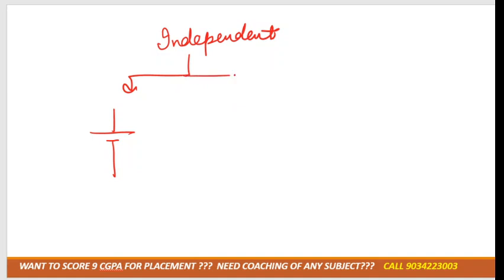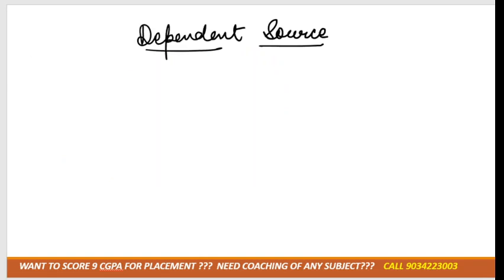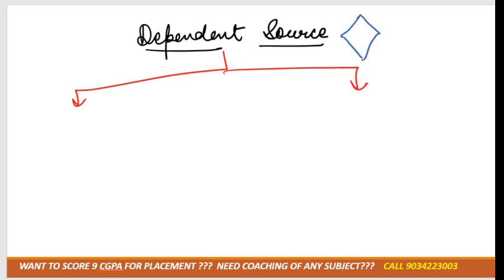Voltage source symbol is like this. Then we'll study about the current source. Current source symbol is like this. Now we'll study about the dependent source. Dependent source is further divided into two categories. Whenever you see the dependent source, you will have a diamond shape symbol like this.